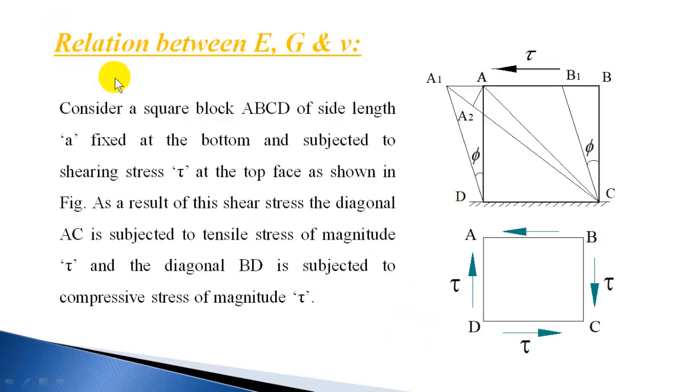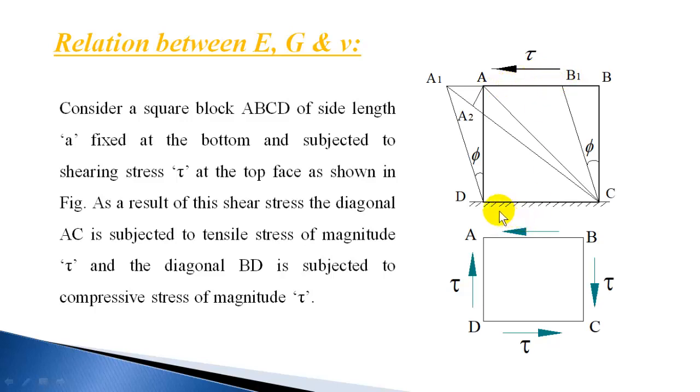Now let us establish a relationship between Young's modulus of elasticity, modulus of rigidity and Poisson's ratio. Consider a square block having side length A. The height is A and this distance is A, and it is fixed at the bottom and subjected to a shearing stress at the top. A shear stress means you apply a force per unit area on the top surface, or on the horizontal plane. This is shear stress. The force is acting towards the left on this top face.